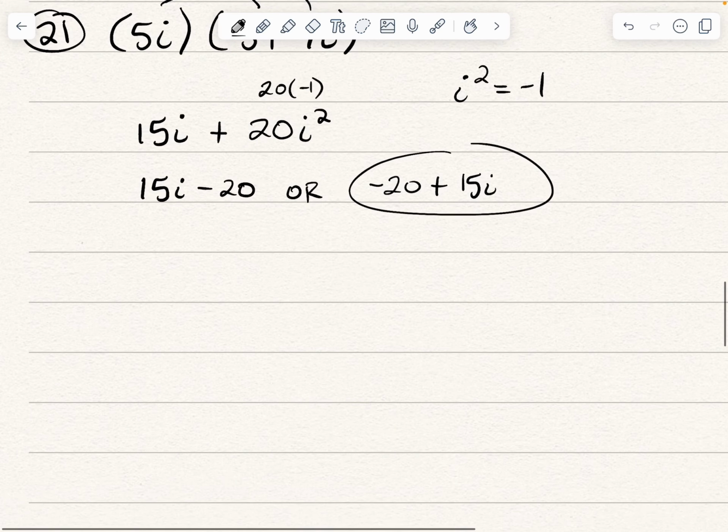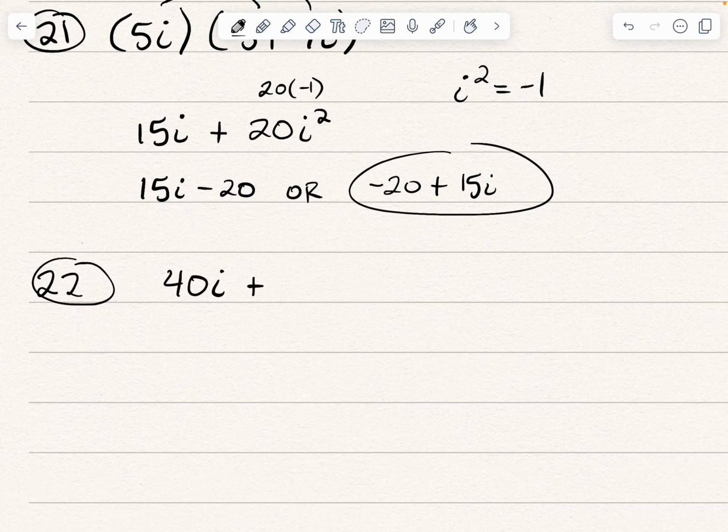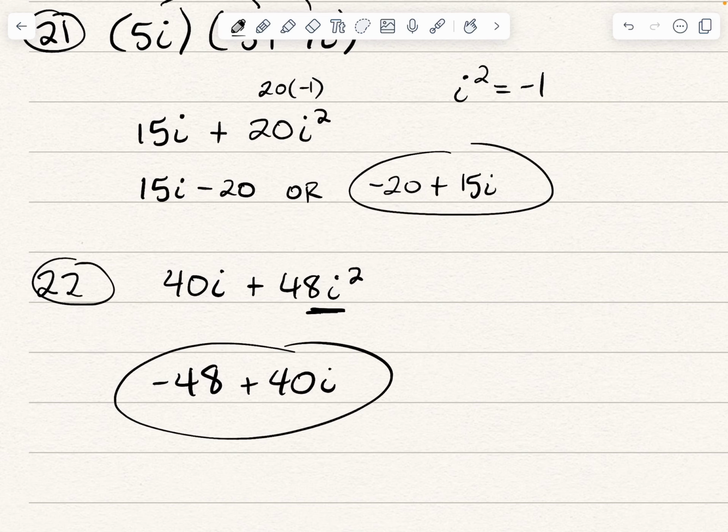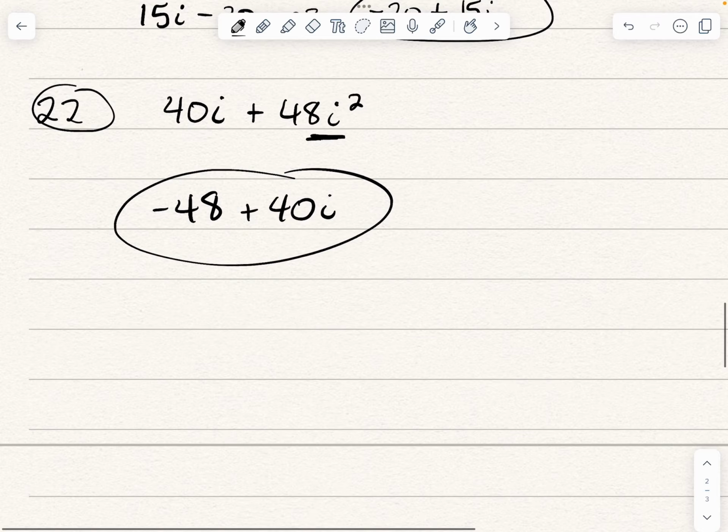All right, 22. 22 would be solved the same exact way. All right, you should get 40i plus 48i squared when you do this multiplication. Again, this is like 48 times -1 right here. So we get -48 plus 40i for 22.